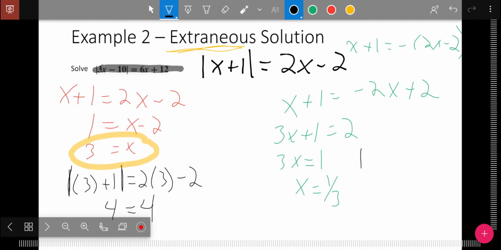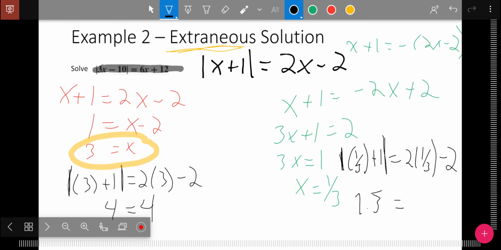Over here, let's plug it back in. Absolute value, 1/3 plus 1. I probably need to write that smaller. The absolute value, plug in 1/3 plus 1 equals 2. Plug in 1/3 minus 2. 1/3 plus 1 is 1 1/3, or 1.3 repeating, positive. 2 times 1/3 is 2/3. And so 2/3 minus 2 ends up being negative 1.3 repeating.